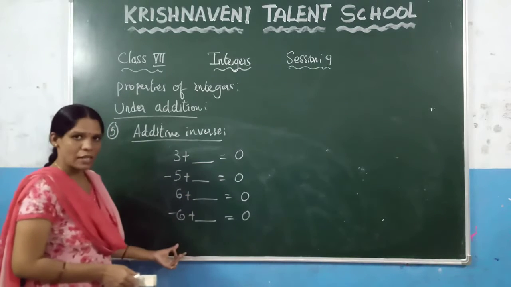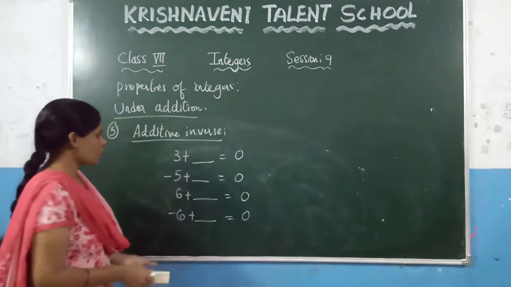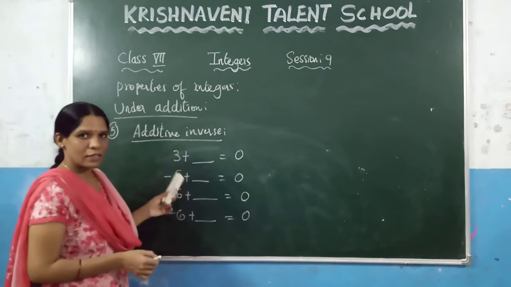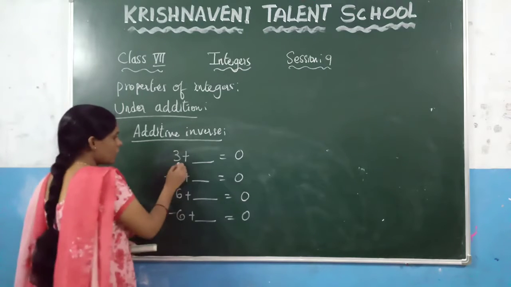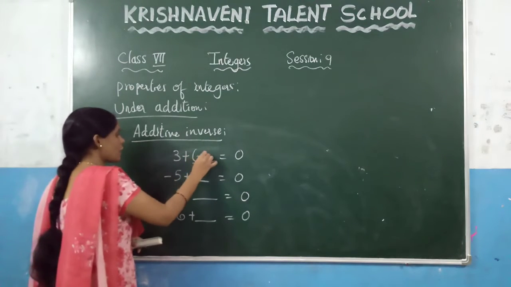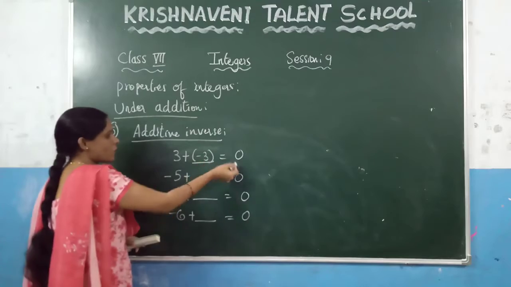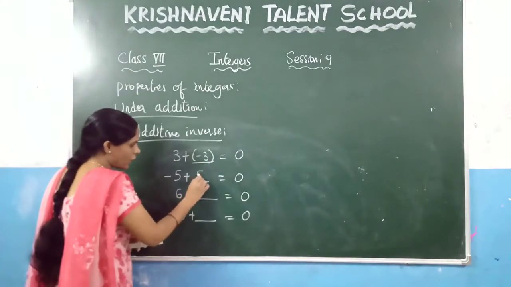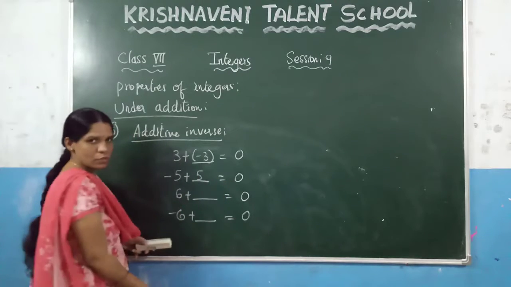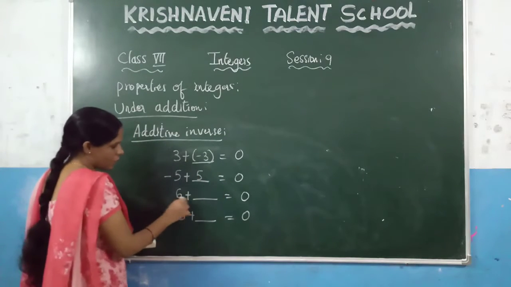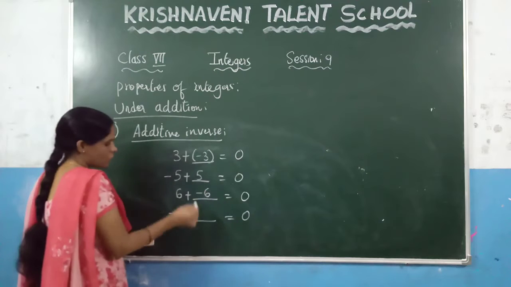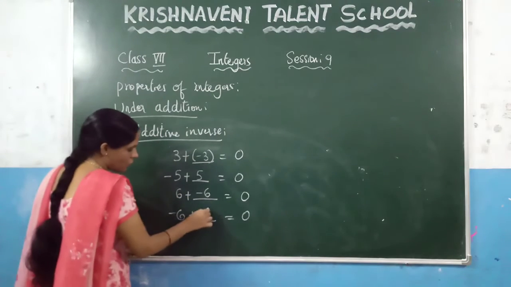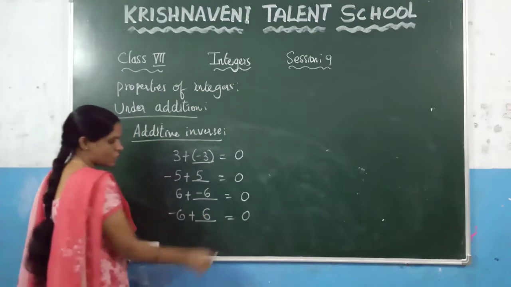Which number do you need to add here? Very simple. Just change the symbol of the given integer. Here 3 is there. If you add -3, you know that 3 minus 3 is 0. Here -5 is there. If you add 5, you know that 5 minus 5 is 0. Again here +6 is there. If you add -6, you know that 6 minus 6 is 0. Again here -6 is there. If you add +6, you will get the result 0.